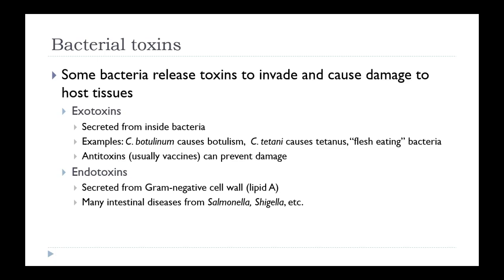Endotoxins actually come from the cell wall of the gram-negative bacteria themselves. A lot of these cause intestinal diseases from Salmonella, Shigella, things like that. And so it's just something that the bacteria has acquired in order to be effective, in order to invade that host.